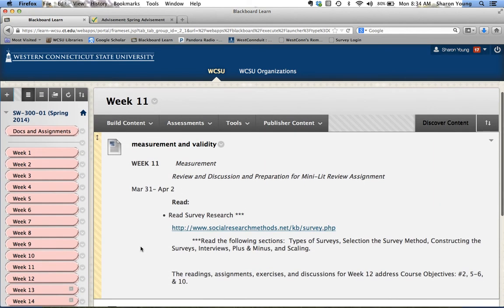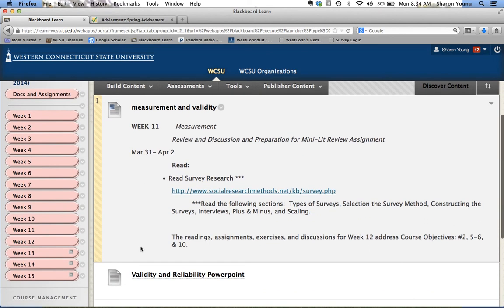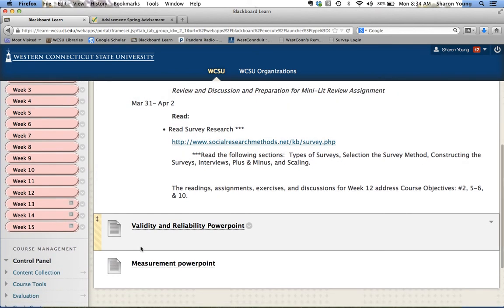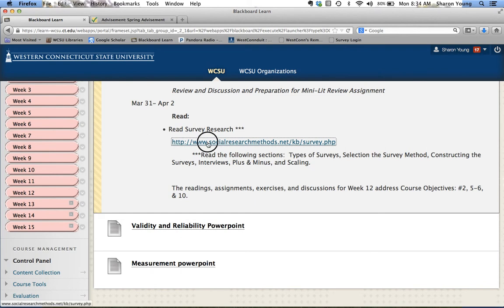Okay. So today we're going to talk about measurement, and we're also going to talk a little bit about validity and reliability. So measurement is the way that we measure in research when we're looking at a survey, or if you're looking at qualitative research, how qualitative work is done. I recommend that you take a look at this link right here.